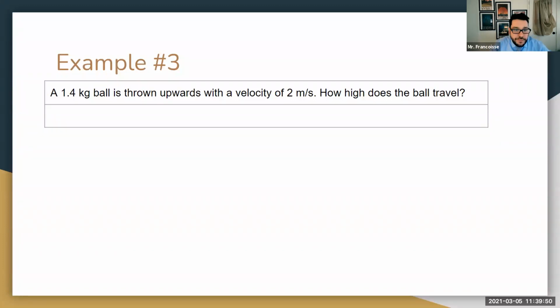So for this problem here, we're looking at an object being thrown upwards, and we're trying to figure out how high the ball travels. So we're going to kind of set this up the same way we did before. We know that the mass of the ball is 1.4 kilograms, and the velocity is 2 meters per second.